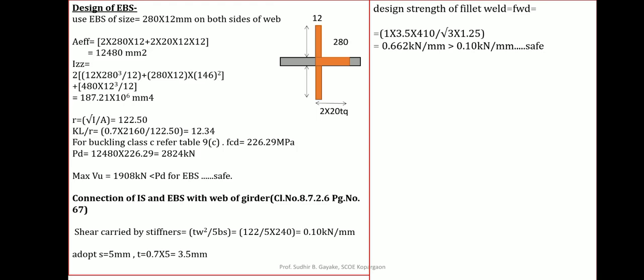is the slenderness ratio. Calculate your fcd value according to buckling class C, table number 9C, and that calculated fcd is to be multiplied with this area, so that you can calculate the design compressive strength, and that is equal to 2824 kilonewton, and it is going to be subjected to a maximum reaction of 1908 kilonewton, therefore it is okay. So the required end bearing stiffeners are safe.